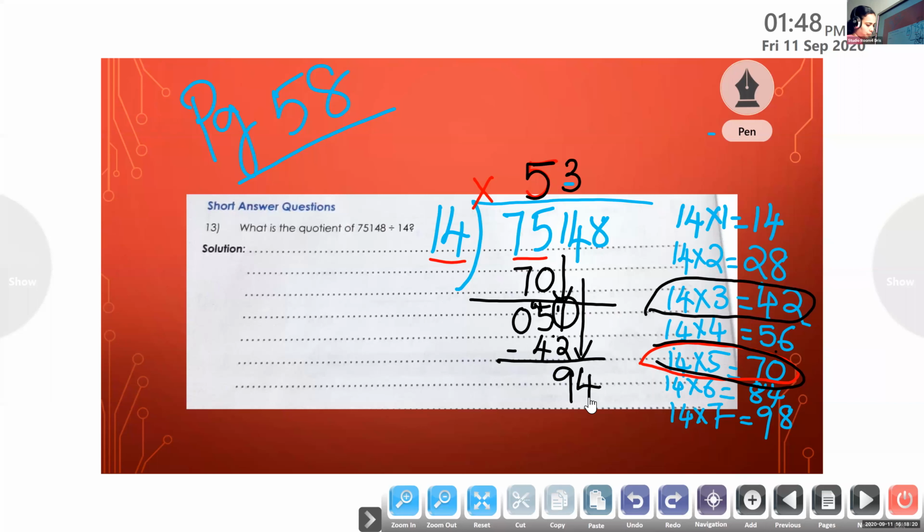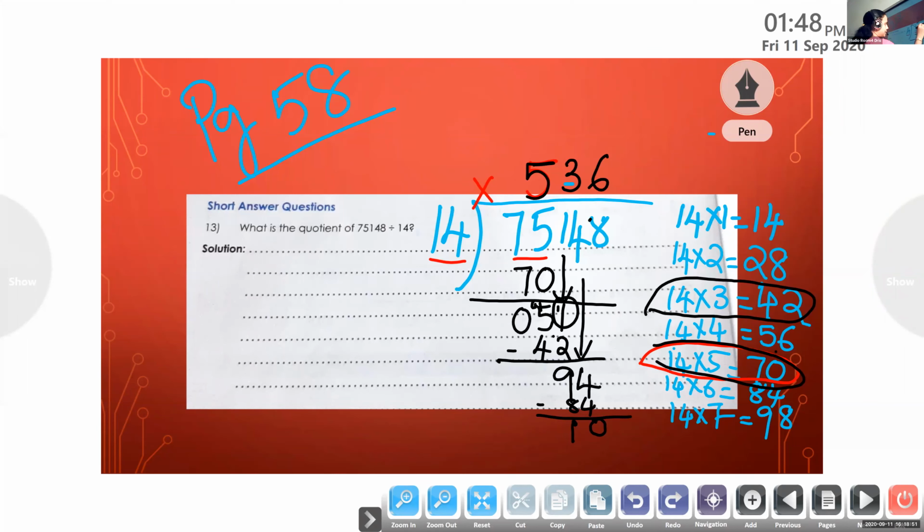From 94, please check the multiplication table of 14 and tell me which number we can write there. We can take 84. That is 14 into 6. 14 times 6 is 84. Then we want to subtract. 4 minus 4 is equal to 0. 9 minus 8 is equal to 1. So it will be 10.